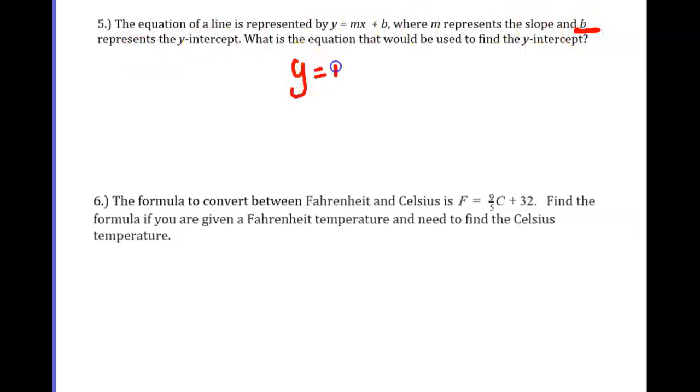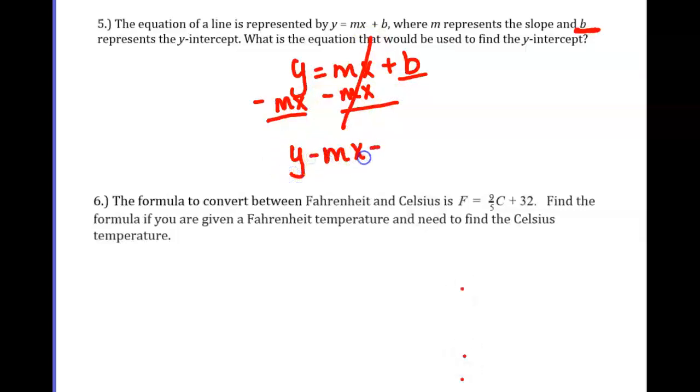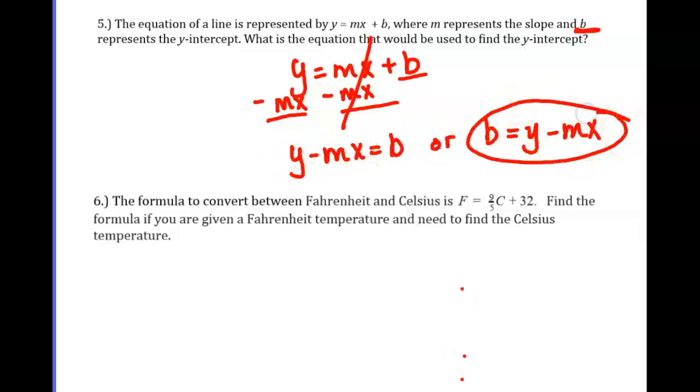So y equals mx plus b. Since we're solving for b, it's actually a very easy problem. All we have to do is subtract mx from both sides. When we do that, it cancels out there. We're left with y minus mx equals b, or we write it as b equals y minus mx. There's our answer.